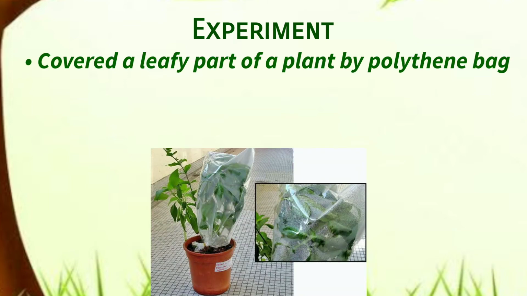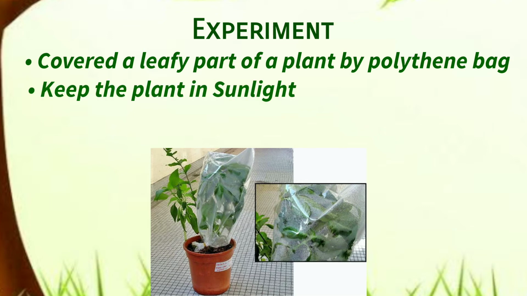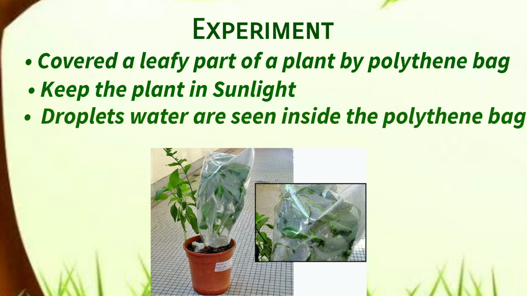Let's do an experiment. We can observe transpiration by enclosing a leafy part of a plant in a closed polythene bag and keeping it in the sun. After a while, we see tiny droplets of water on the inside of the polythene bag, which are proof that the leaves have performed transpiration.